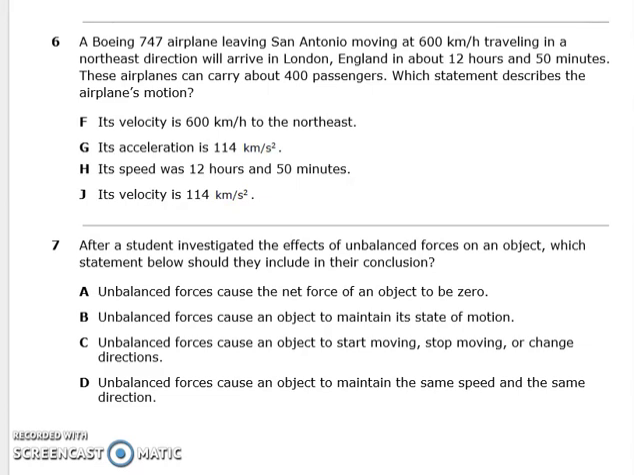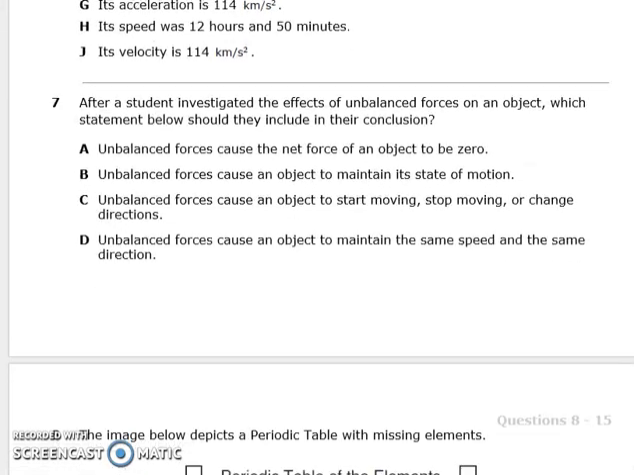Number 7. After a student investigated the effects of unbalanced forces on an object, which statement below should they include in their conclusion? A. Unbalanced forces cause the net force of an object to be 0. B. Unbalanced forces cause an object to maintain its state of motion. C. Unbalanced forces cause an object to start moving, stop moving, or change directions. Or D. Unbalanced forces cause an object to maintain the same speed and the same direction.